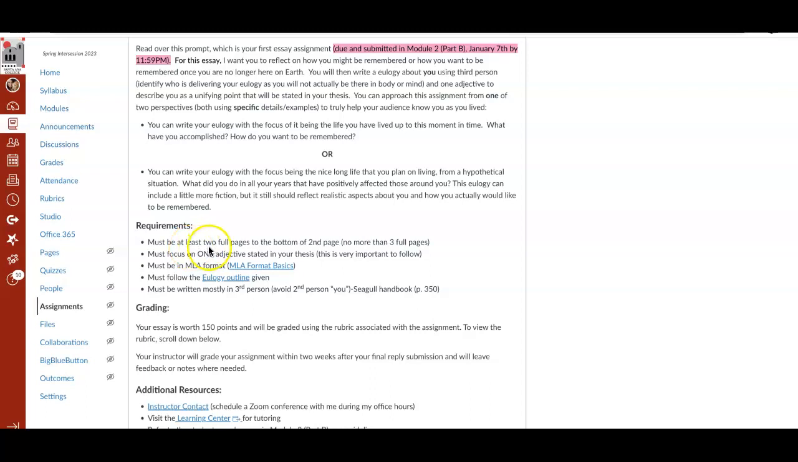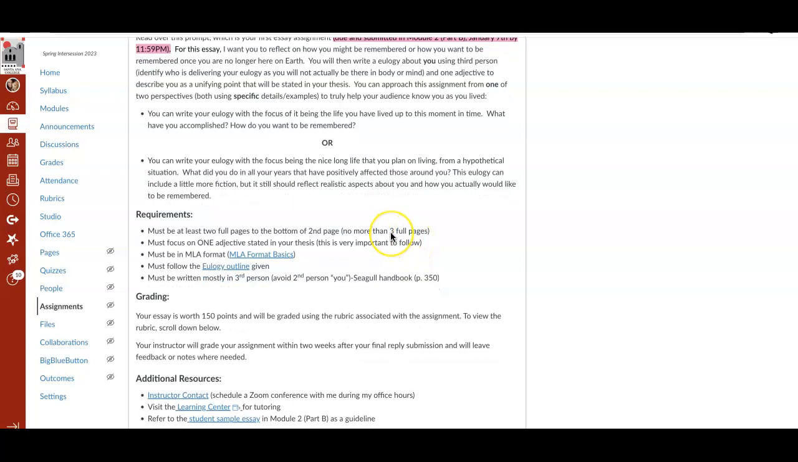This essay must be 2 full pages to the bottom. Six paragraphs is what you're going to write. No more than 3 full pages. So if you're going on and on, you need to cut back. Make sure you don't go over 3 and that you don't go under 2. You're going to focus on one adjective in your thesis.